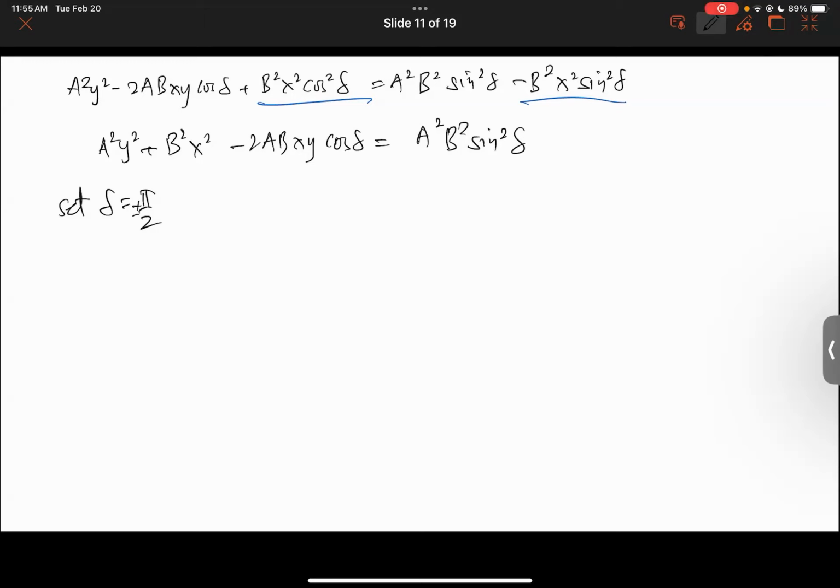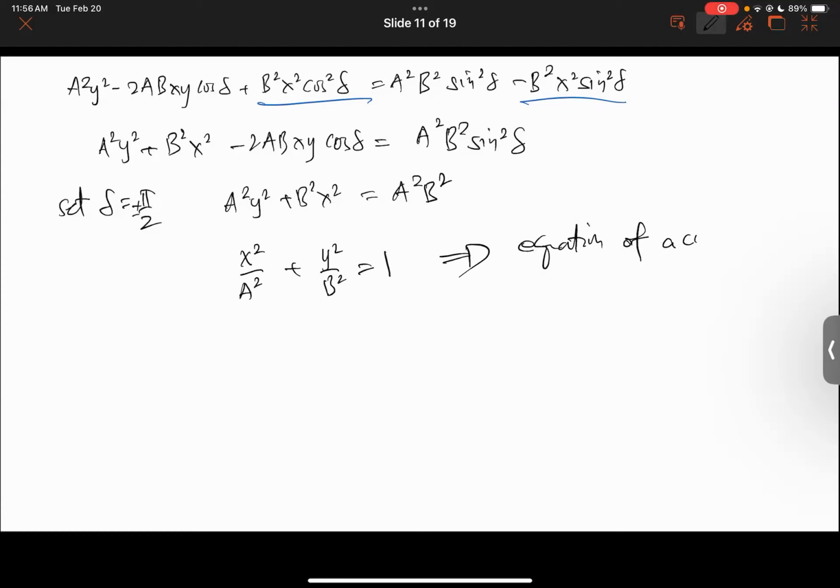Okay, so we are left with a squared y squared plus b squared x squared. This term becomes 0, and then equal na lang sa a squared b squared. And we can also simplify that further to be equal to x squared over a squared plus y squared over b squared equal to 1. Okay, and what is this reduced to? So this is an equation of a circle.